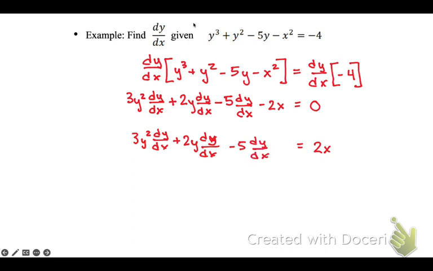Okay, so the next step said factor the dy/dx out, correct? Yep. So if I factor out dy/dx, I have 3y squared plus 2y minus 5. And then it says solve for dy/dx. So these brackets are times, right? Yeah. So then what do I do to solve?